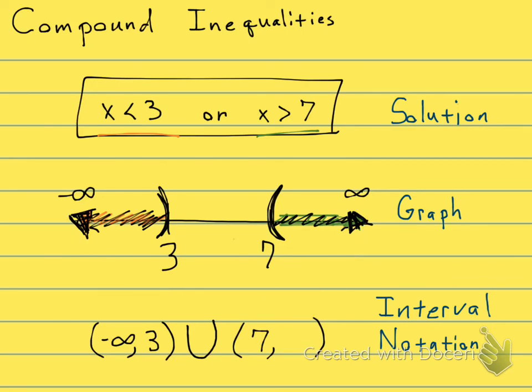Right? You have your parentheses there. And remember, infinities always get a parenthesis. Negative infinity, positive infinity always gets a parenthesis because they're not real numbers. And this is your interval notation.